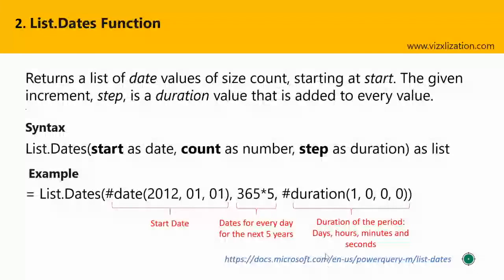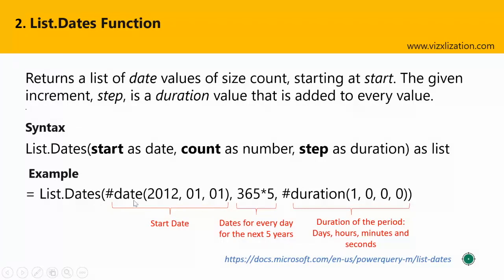So here we have this powerful function, List.Dates. As you guys can see here, this function returns a list of date values of size count starting at start. The given increment, which is step, is a duration value that is added to every value. Okay, so here we have the syntax. This is the function here, List.Dates, start as date, count as number, step as duration, right? And also here we have an example, which is basically the same function here, List.Dates.